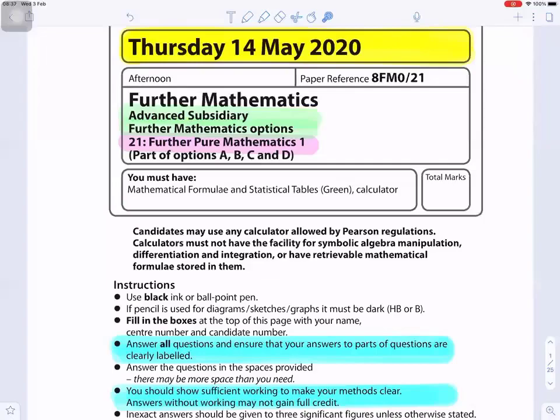Further Pure Mathematics 1. Further Mathematics options. Part of options A, B, C, and D. Advanced Subsidiary. Thursday, 14 May 2020. Answer all questions and ensure that your answers to parts of questions are clearly labeled. You should show sufficient working to make your methods clear. Answers without working may not gain full credit.